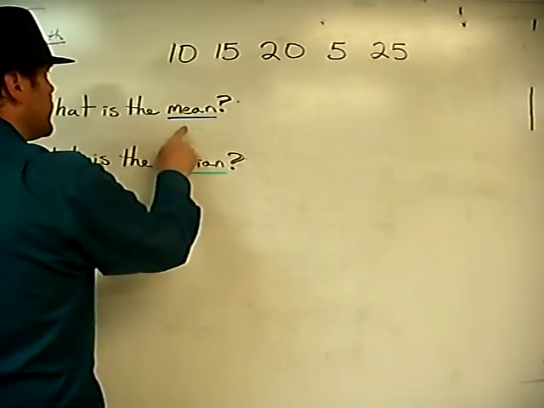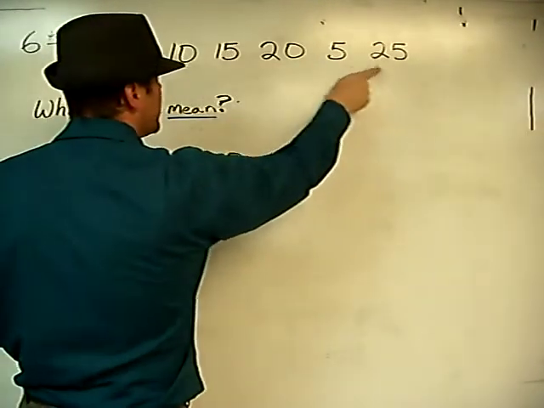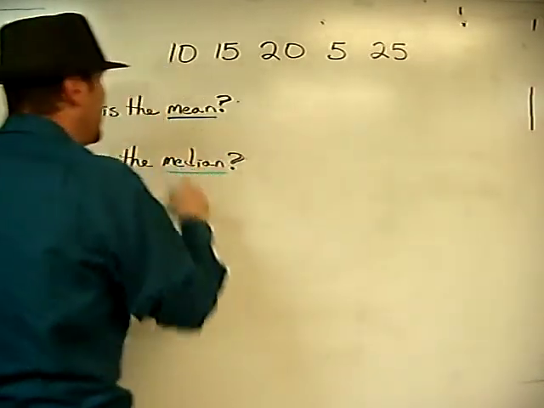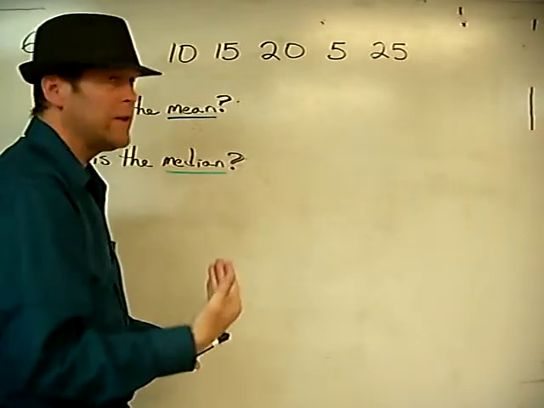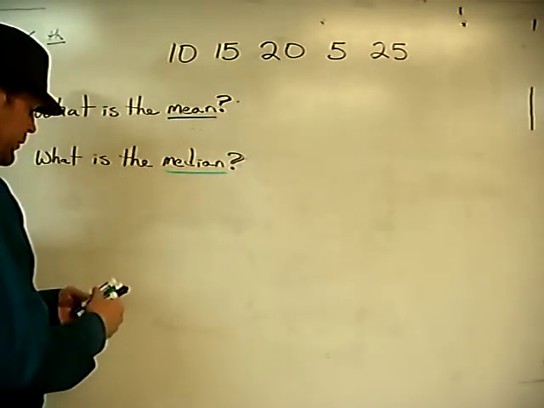So looking at this first thing, what's the mean? What's the average? We have 5 numbers up here: 5, 10, 15, 20, and 25. How do we find the mean? You guys can go ahead and pause the video, work through it, see how you can find that, and then come back. I'm going to show you here right now though.